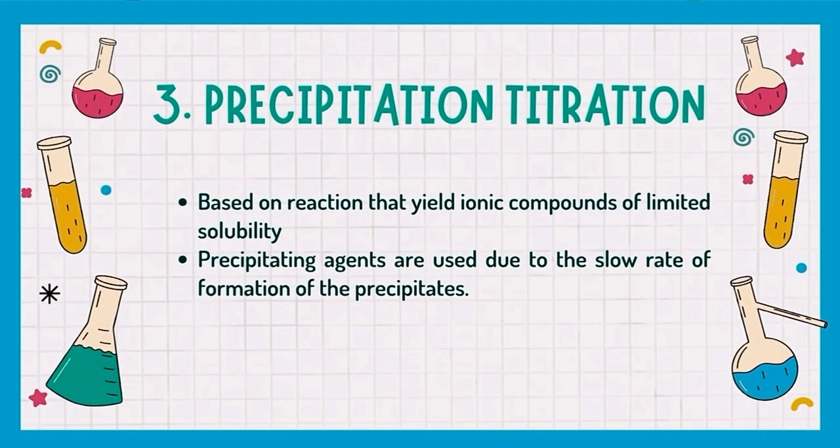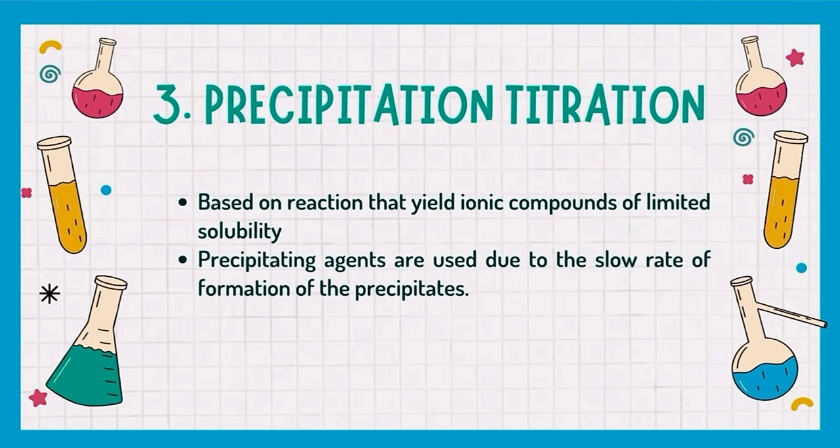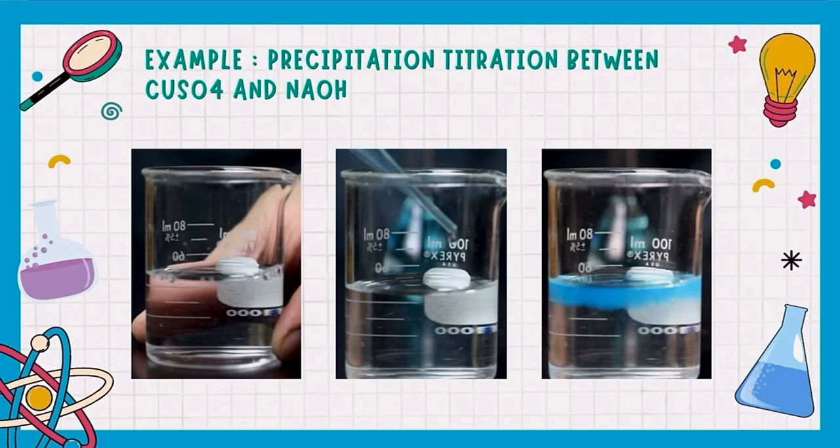Third is precipitation titration, based on reaction that yield ionic compound of limited solubility. Precipitating agents are used due to the slow rate of formation of the precipitates. Example, precipitation titration between CuSO4 and NaOH.